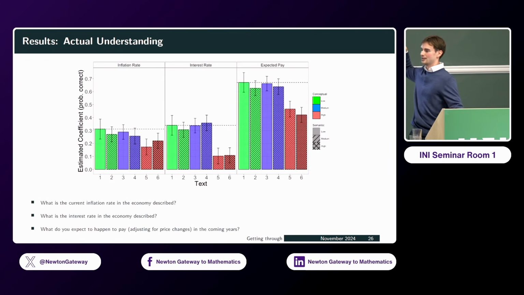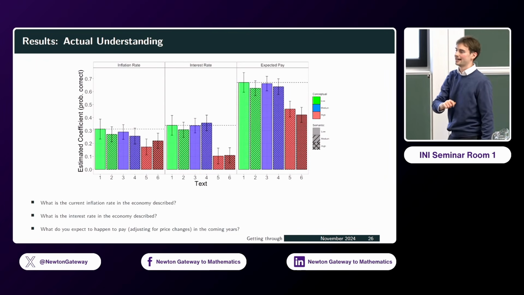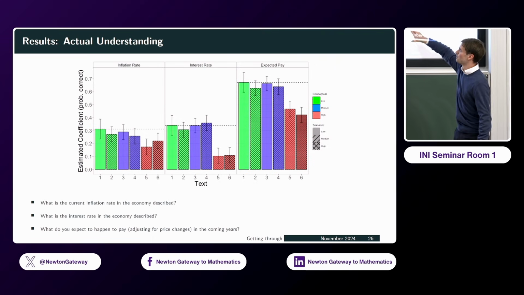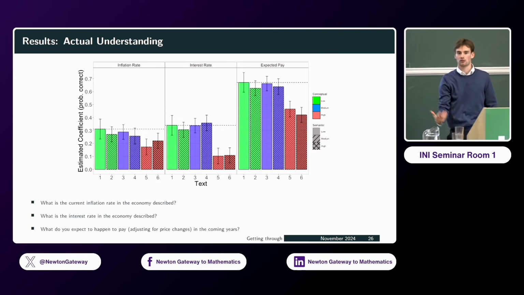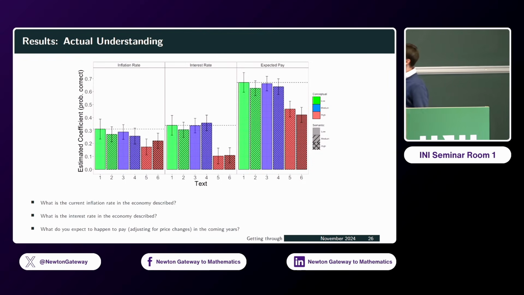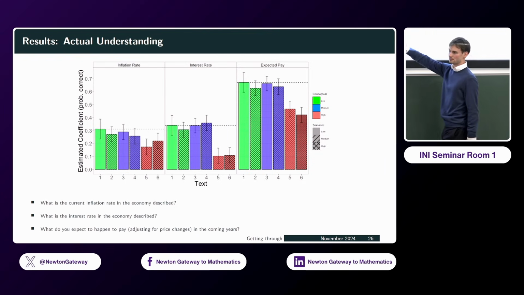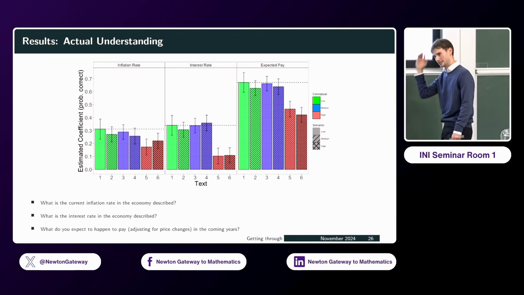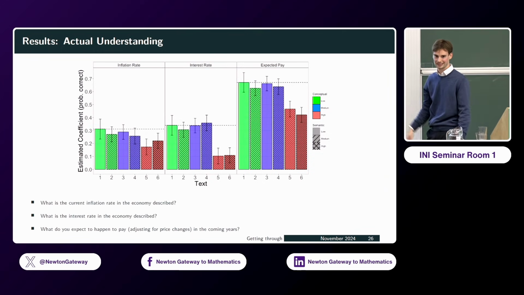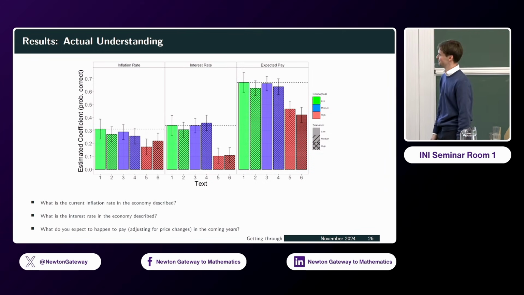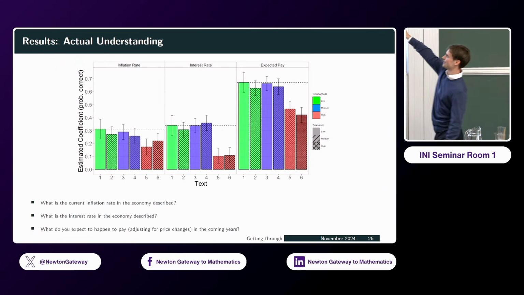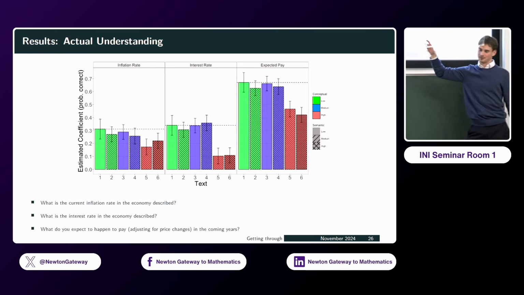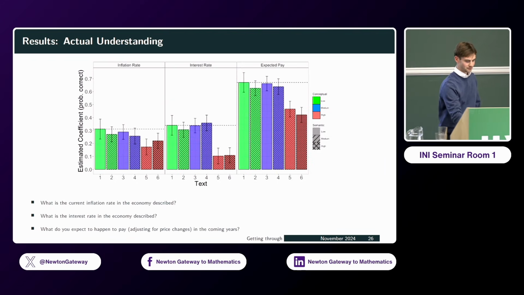We then also tried to capture their actual understanding, based on asking questions about what the inflation rate, interest rate and expected pay were in the economy that we described in the treatment. And again, all of the action is happening as you go from blue to red, increasing conceptual complexity above this threshold level. People stop understanding what's going on. And then there are no significant differences between the patterns.